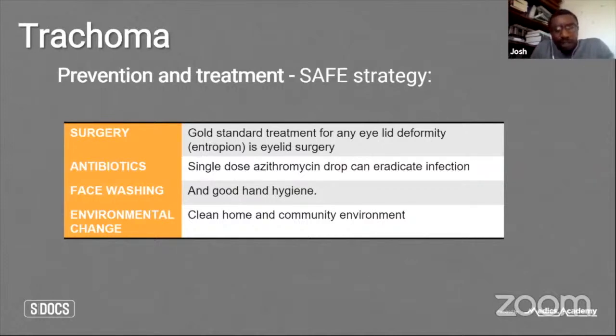But more importantly, in this case, it's still the prevention, because it is so simple: good hand hygiene, good face hygiene, and environmental change, with good education within the population to know how serious this disease is, and that they may unfortunately be carrying it or be at risk of it as well. So they may just have to observe that good hand hygiene and face washing.